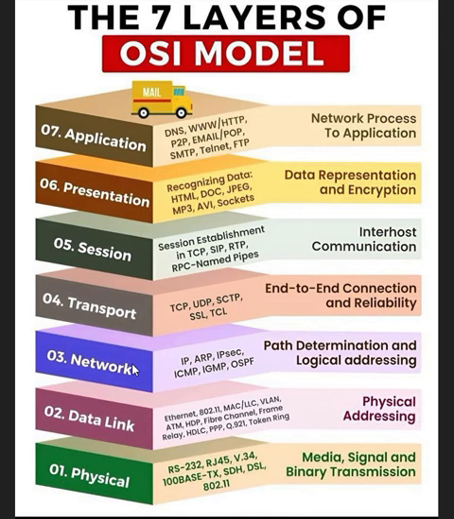Layer 3 is the network layer. This is where logical addressing and routing happens. IP addresses live here. Routers make routing decisions at this layer. Protocols like IP and OSPF help data find the correct paths across networks.